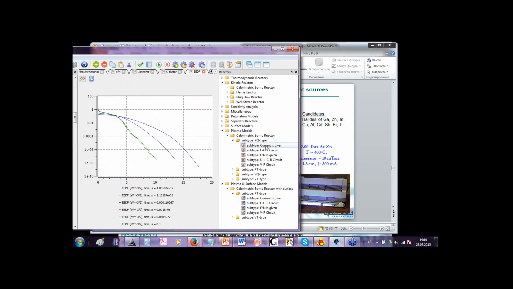In this sense, the Chemical Workbench model will be similar to the Chemkin model, because Chemkin has a very similar approach, but Chemkin cannot correctly take into account the dependence of the rate constant versus the electron energy distribution function. There is no solution of the Boltzmann equation. Well, I hope I answered your question.